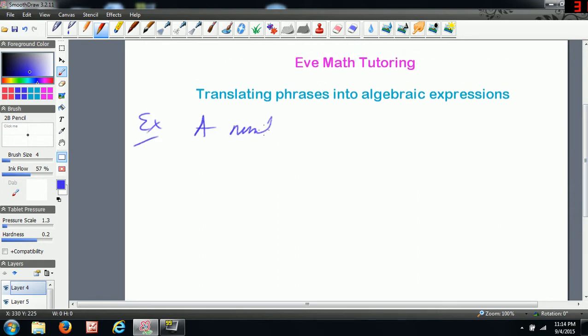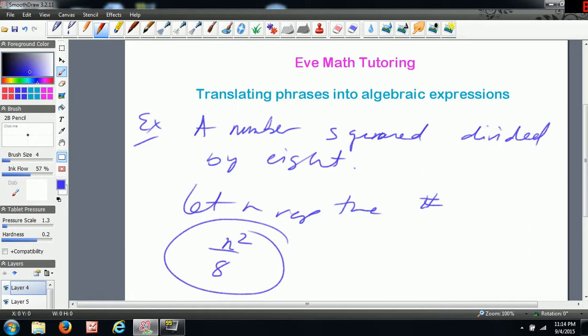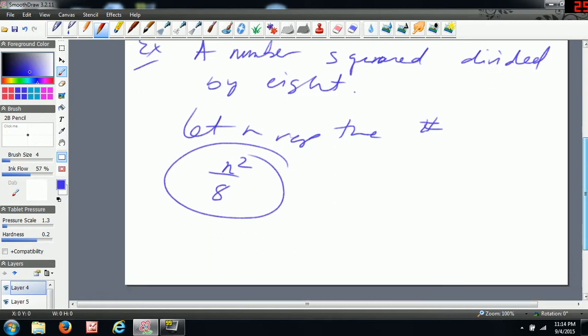A number squared divided by 8. We can let n represent the number. Then the number squared divided by 8 would just be represented by n squared over 8.